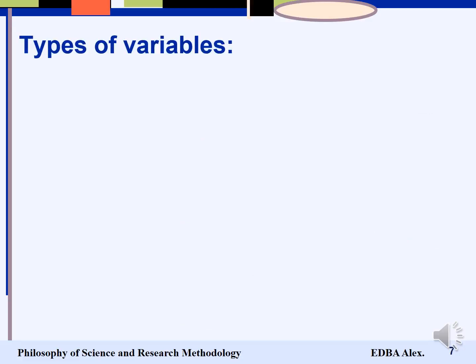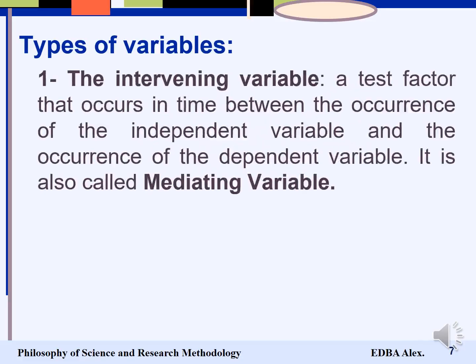Let us start with the first test factor, which is the intervening variable. It is a test factor that occurs in time between the occurrence of the independent variable and the occurrence of the dependent variable. We know that the independent variable comes first in time order, and the dependent variable comes next. The intervening variable, sometimes called the mediating variable, comes in between the independent and the dependent variable.